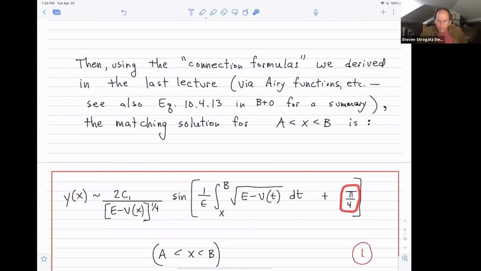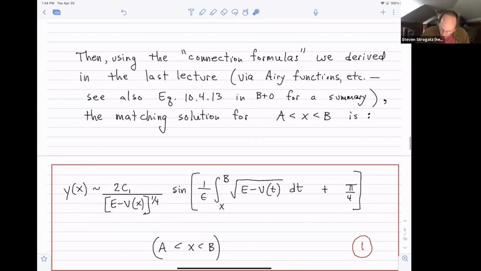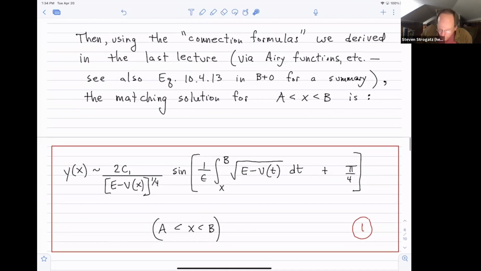And then there's that interesting additive term of pi over 4 that you may remember from last time, which arose because of details about the asymptotics of Airy functions. You'll just have to go back and remind yourself, where did that pi over 4 come from? It's very important. So there it is. Okay, so that's my formula, and I'm going to need that so much, I'm going to put it in this big red box and call it Formula 1.